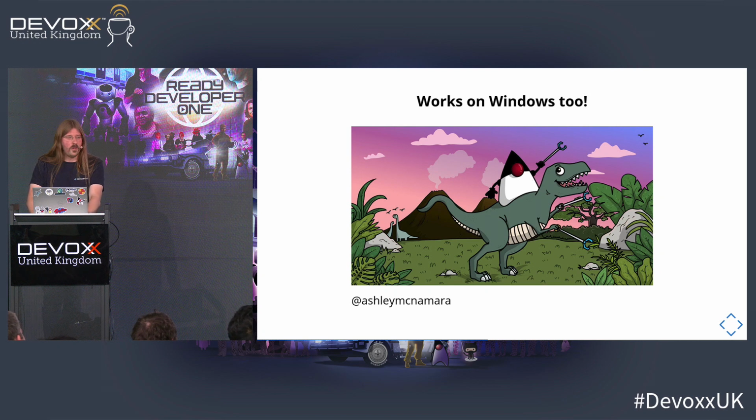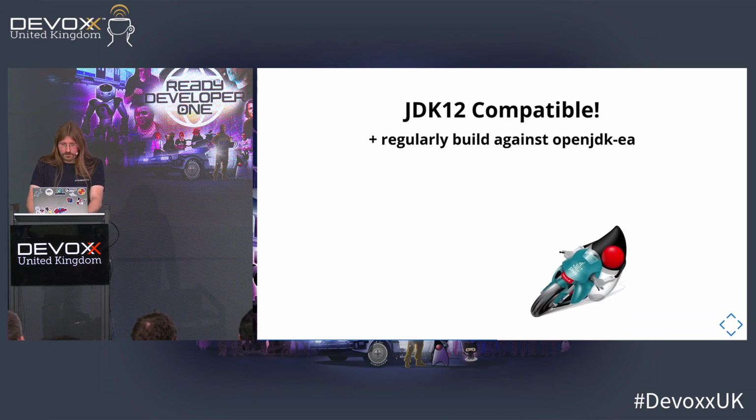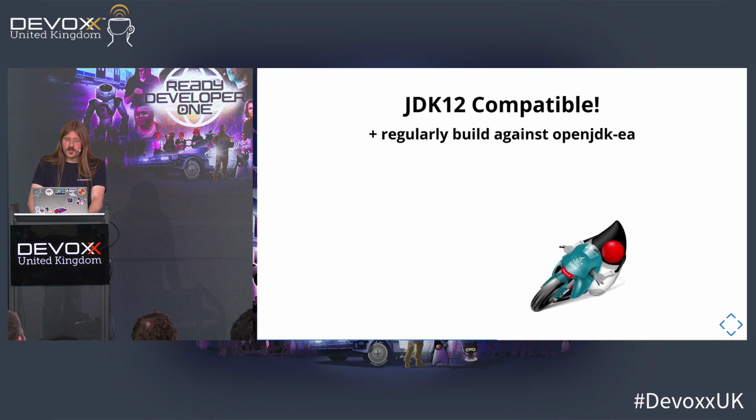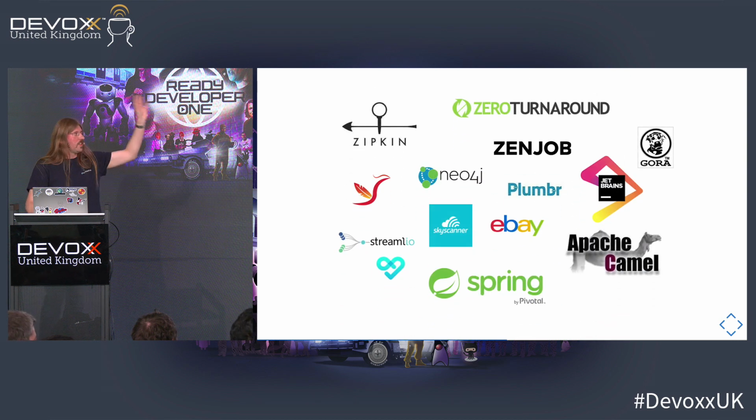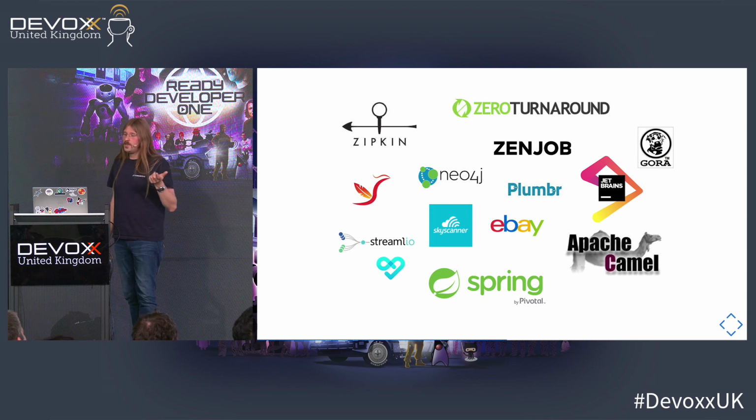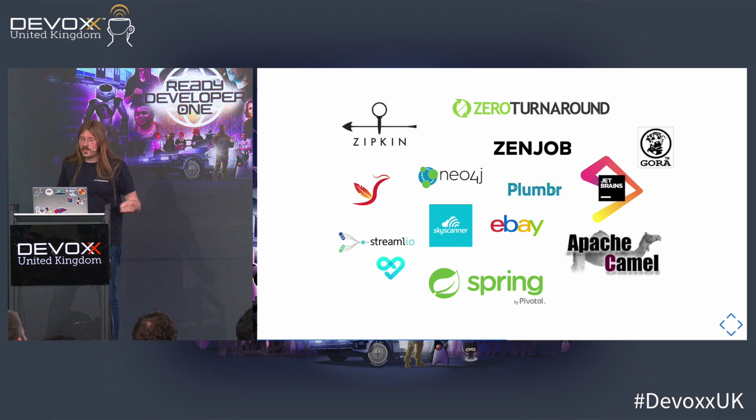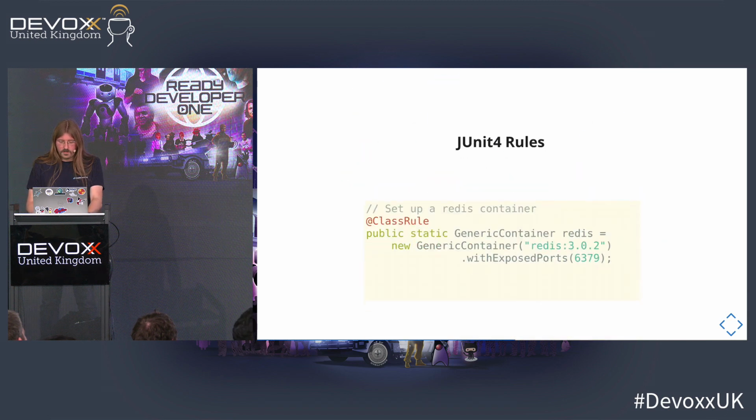It was quite a bit of work involved there to get it working on Windows because Docker for Windows is kind of a different beast. Yeah, we are compatible with JDK 12 and regularly build against the OpenJDK early access version. We're not using the module system yet, but I don't know, maybe this will come at one point. Just kind of a promotional slide to show you some of the happy Testcontainers users. So we already have some pretty big companies using it and also some nice open source projects like, for example, Spring Data or Apache Camel here, Neo4j, a lot of companies here.